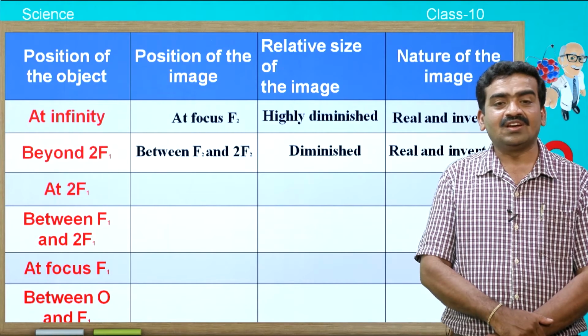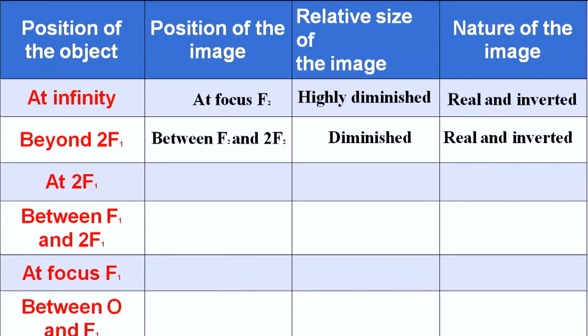And when the object is placed beyond 2f1, what will be the position of the image? Yes, you are correct, it is between f2 and 2f2, the relative size of the image is diminished and the nature of the image is real and inverted. Then can you tell me the nature of the image when the object is placed at 2f1? Yes, image is also formed at 2f2, then what about the relative size? It is the same as the object size. The nature of the image here also is real and inverted.